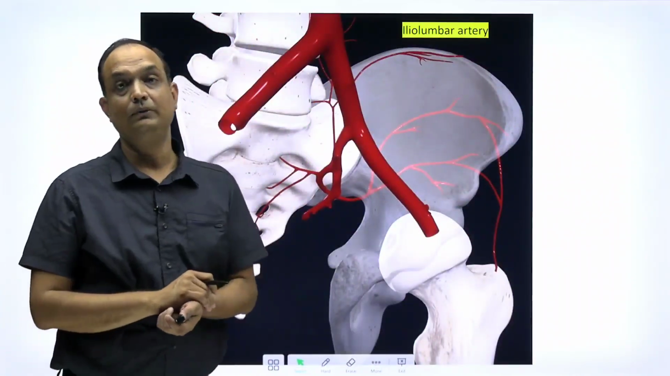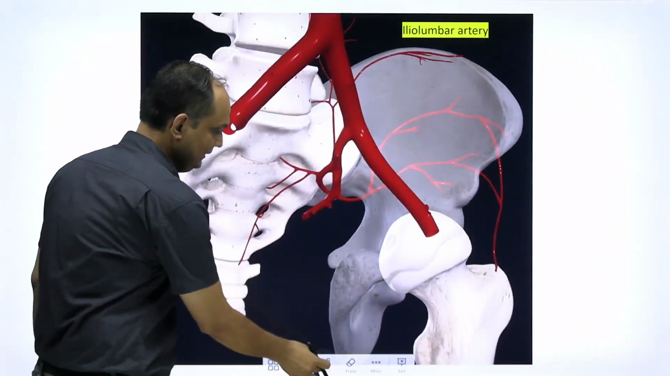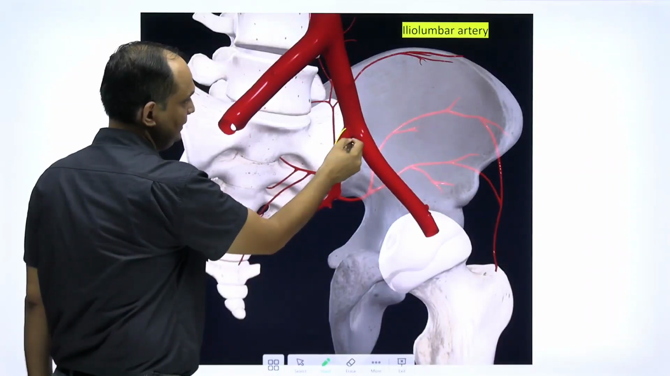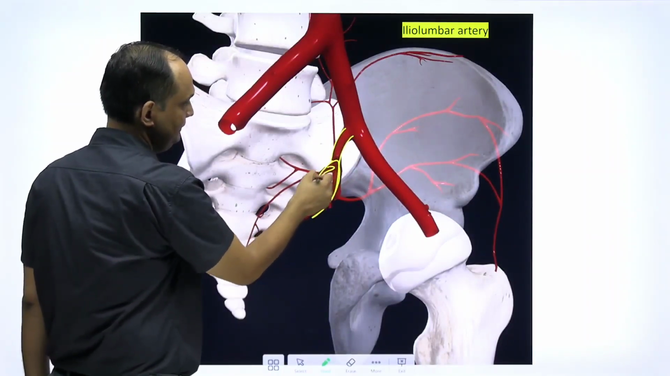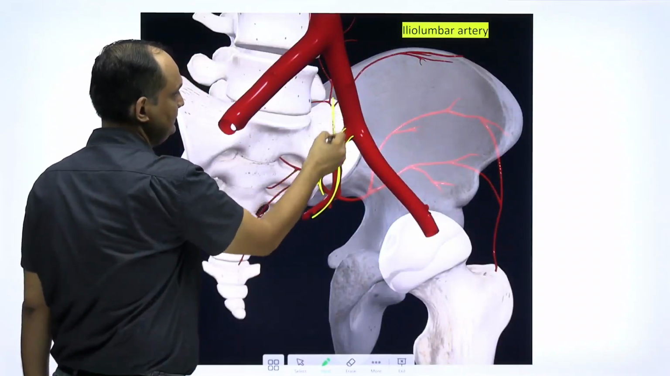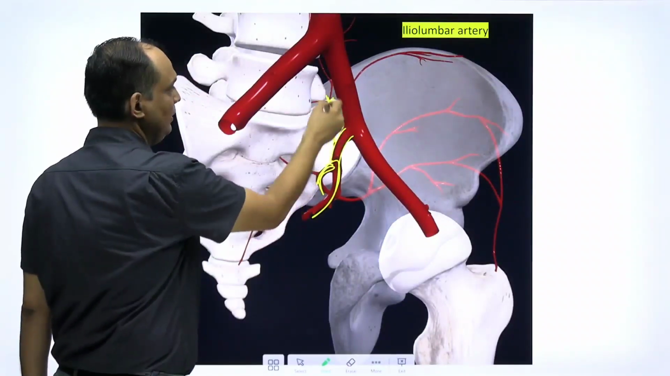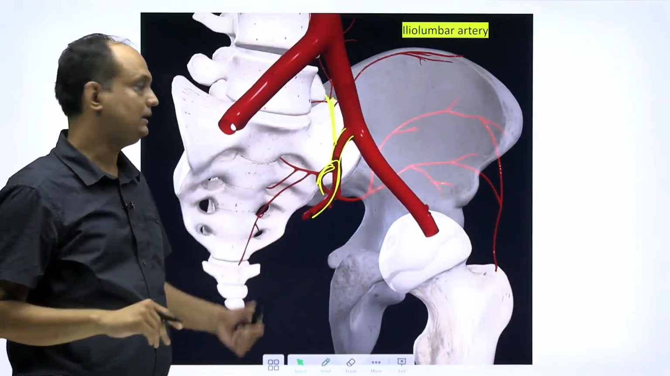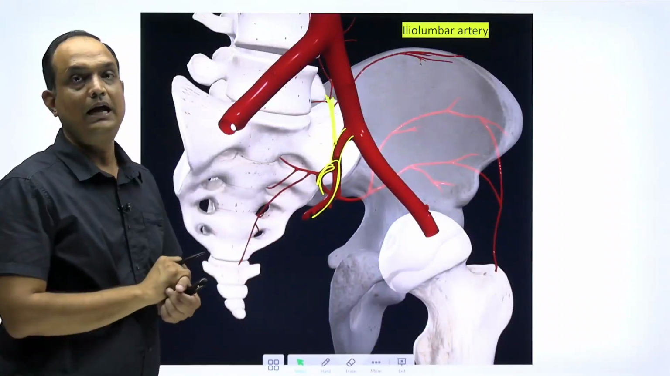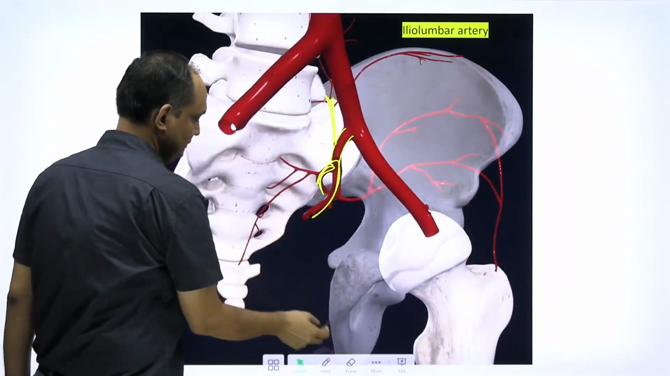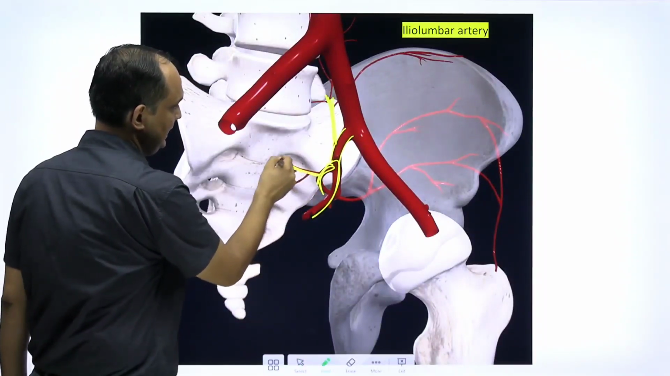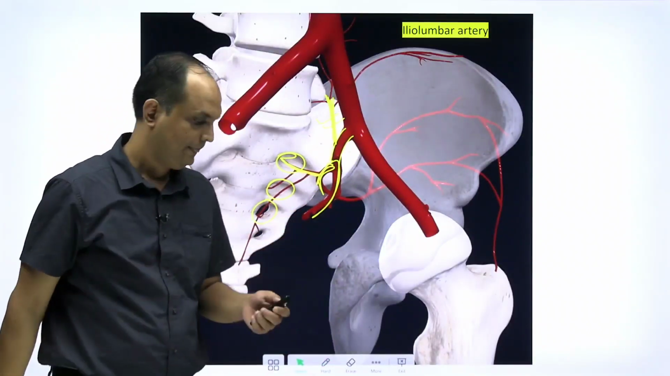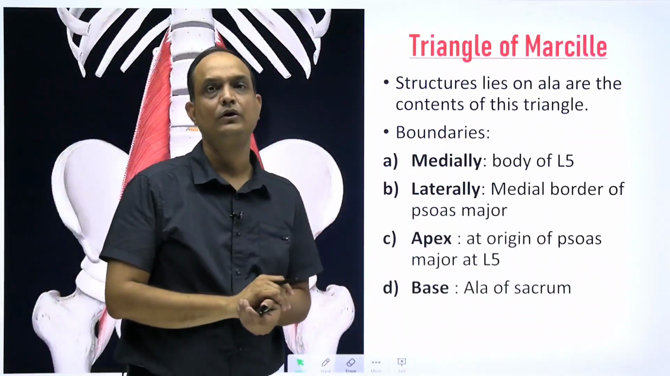Now here you can see what the iliolumbar artery is. The iliolumbar artery, you can see, is a branch of the internal iliac. I told you that this is the internal iliac which divides into the anterior and posterior division. Now from the posterior division we have this artery which runs on the ala of sacrum, known as the iliolumbar artery. So there are two arteries which come in relation with the sacrum: the lateral sacral branches, which enter through the ventral sacral foramina, and second, this iliolumbar artery.